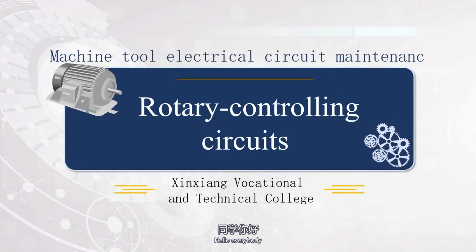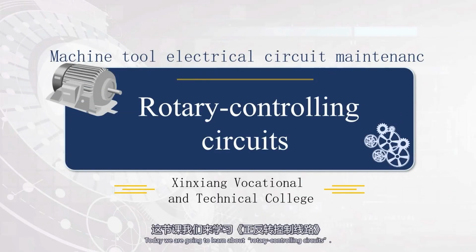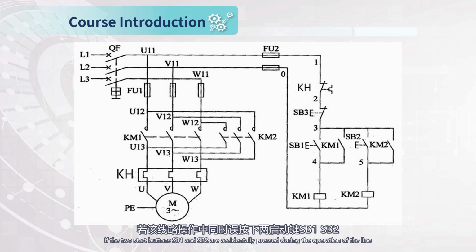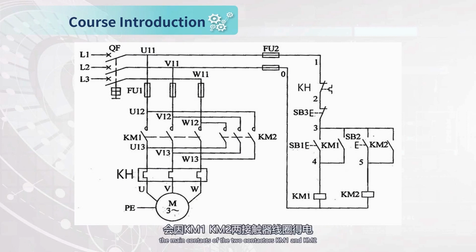Hello, everybody. Today we are going to learn about rotary controlling circuits. As shown in the figure, if the two start buttons SB1 and SB2 are accidentally pressed during the operation of the line, the main contacts of the two contactors KM1 and KM2 will be closed simultaneously due to the power supply of the two contactors, resulting in the occurrence of a short circuit between the main circuit power supply phases.